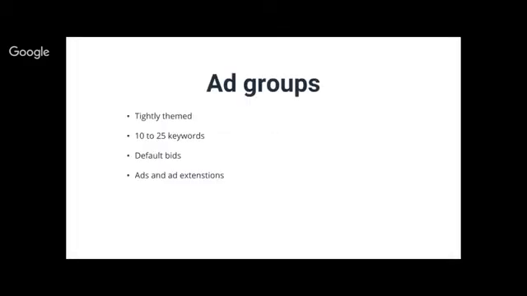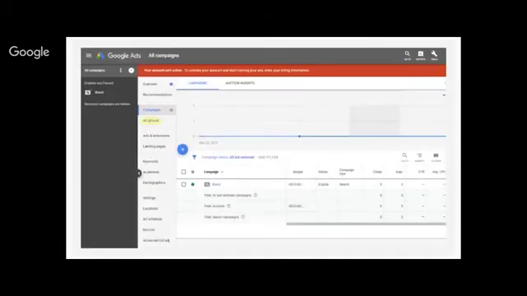So moving on to ad groups now. We've created a campaign. The campaign's called brand. We moved on to the ad group. Ad groups should be tightly themed with 10 to 25 keywords. The default bids are within the ad group, and the ads and ad extensions can be specifically applied to that ad group. So in our example here, we're going to create an ad group.